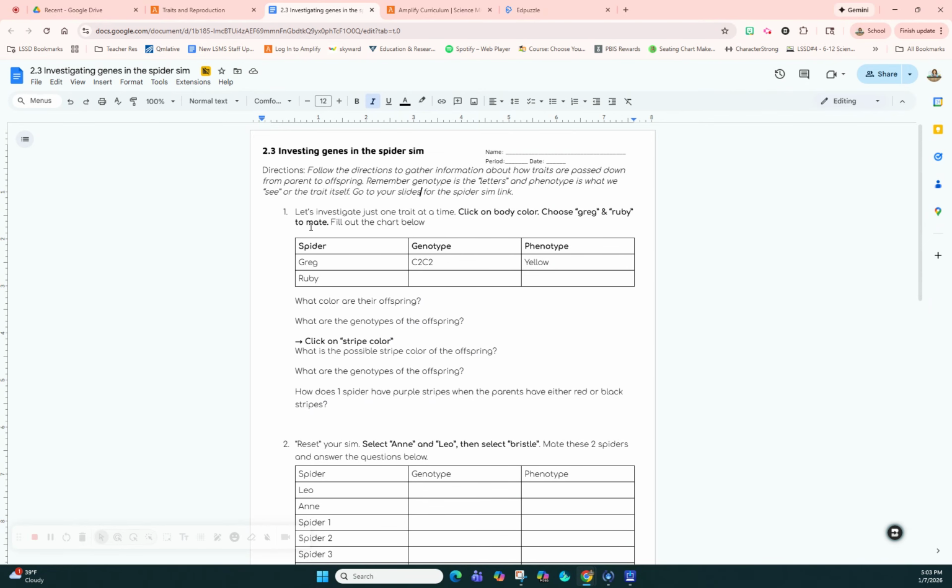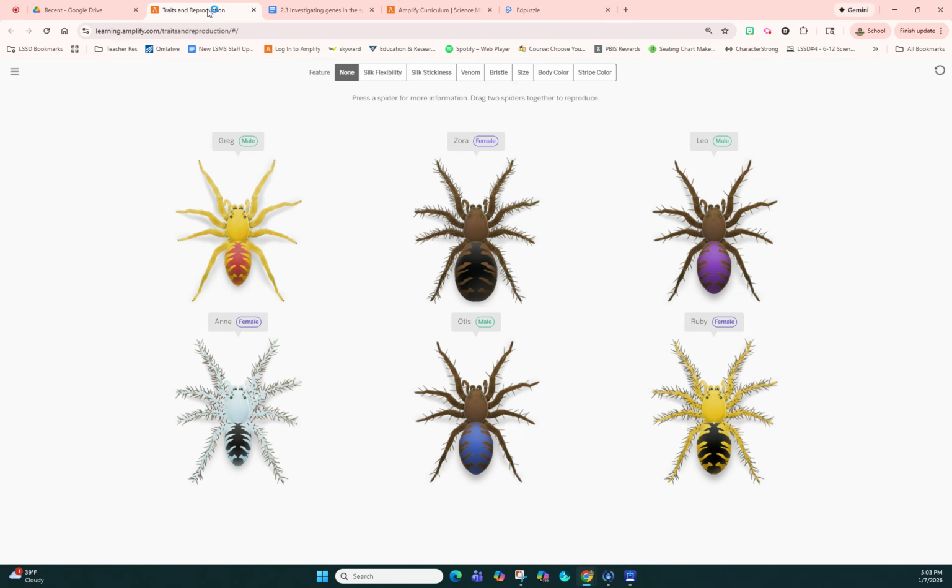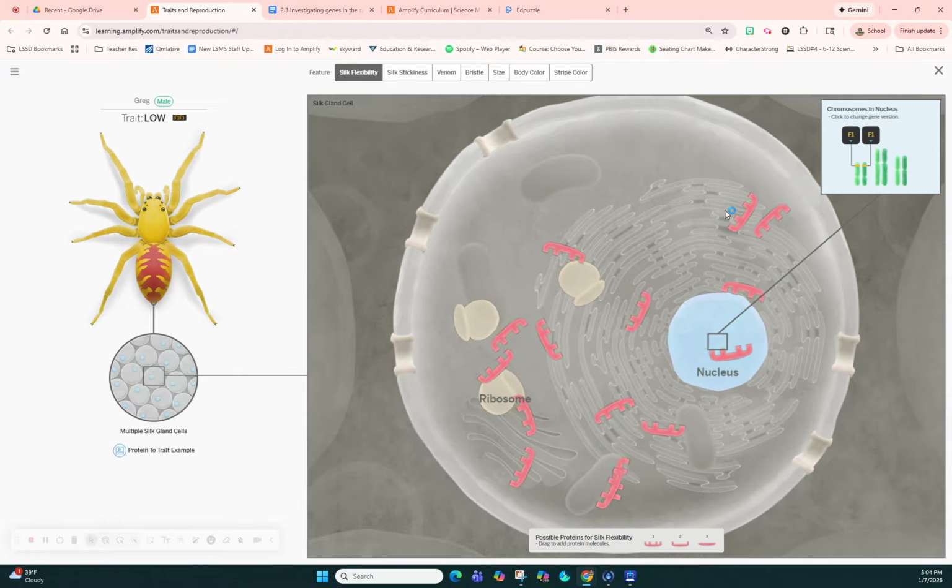Let's look at number one. Let's investigate one trait at a time. Click on body color. Okay, choose Greg and Ruby to mate. Fill out the chart below. Okay, so first we want to look at Greg. I got Greg here, and Ruby is over here. Just for a quick review, let's take a look at Greg's cells.